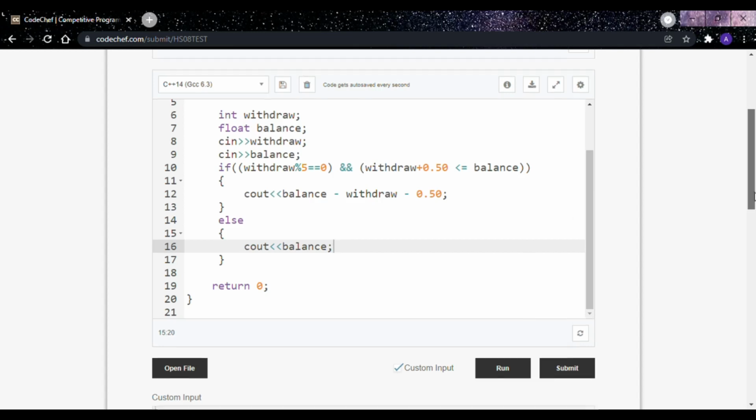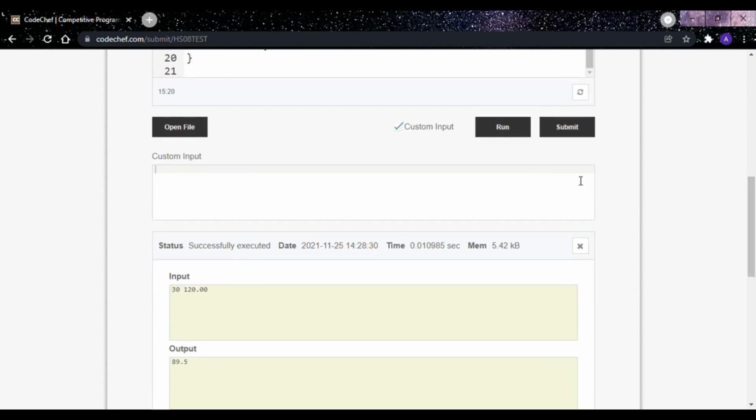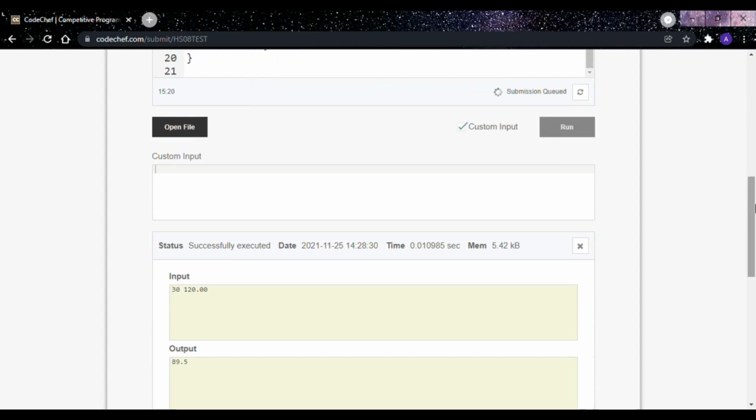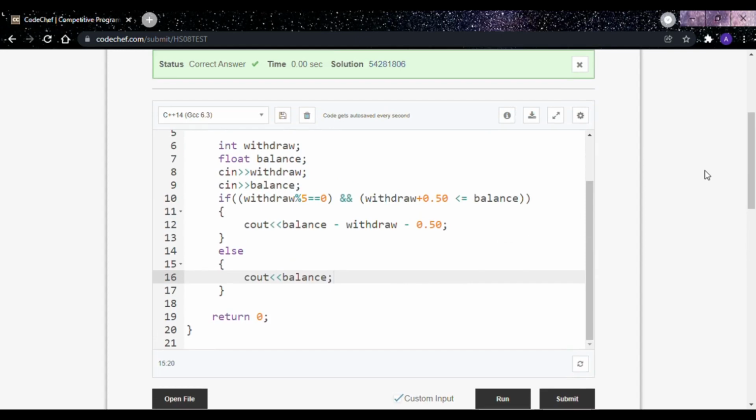Now let's see if our code gets accepted by the judge. Now as you can see, our code has got accepted.